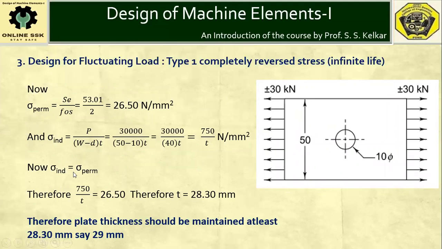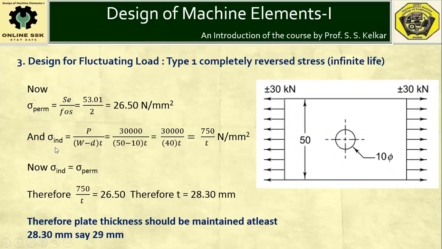Now you can see here, for finding out the unknown dimension, that means for designing, we are going to adopt the same universal design equation wherein sigma induced is equated with sigma permissible, and while equating, the unknown dimension will be found out. On the left hand side is sigma induced, wherein the unknown dimension term will appear, and sigma permissible right now we have calculated as Se upon factor of safety. In this particular case, sigma permissible is 26.5 Newton per millimeter square.